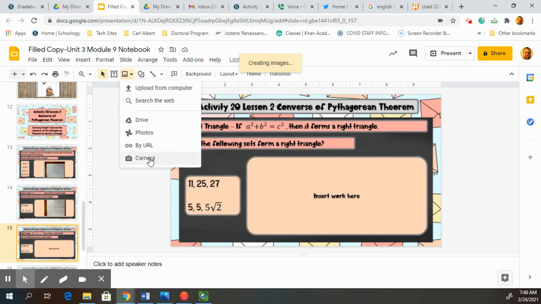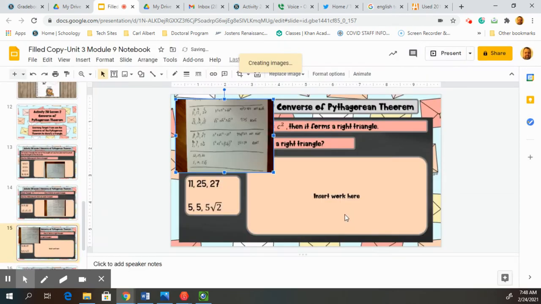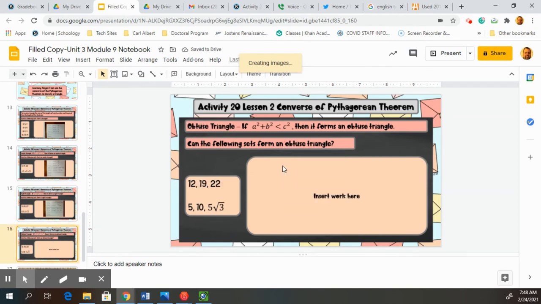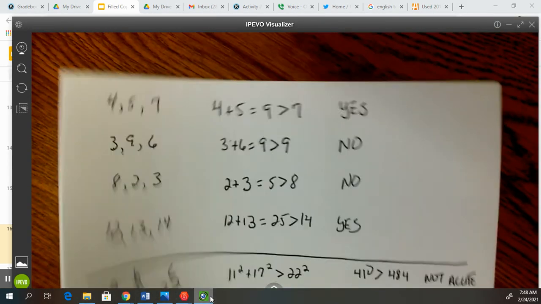So I'm going to insert. And then the last type of work we're going to look at today is obtuse. If a squared plus b squared is less than c squared, then it forms an obtuse angle. So I have these last sets of numbers.